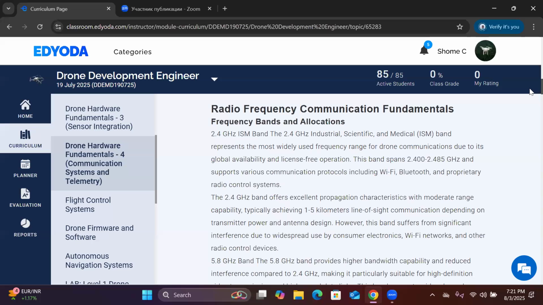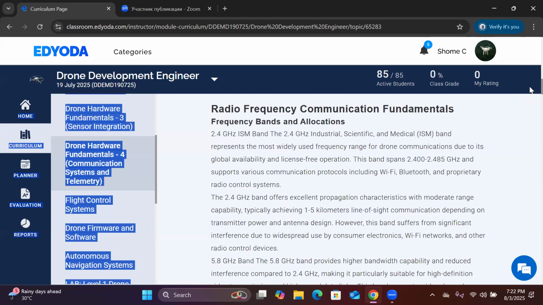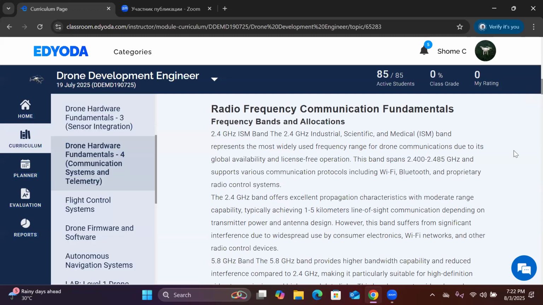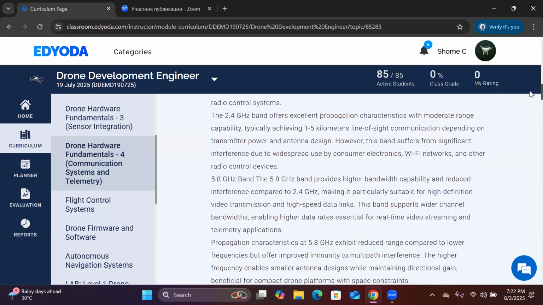Okay. So the proprietary radio control systems, including Wi-Fi and Bluetooth, are all based on this 2.4 gigahertz ISM band. The 2.4 GHz band offers excellent propagation characteristics with moderate range capability, typically achieving 1 to 5 kilometer line of sight communication depending on transmitter power and antenna design. So this is very, very important. So we have taken the 2.4 GHz frequency band.